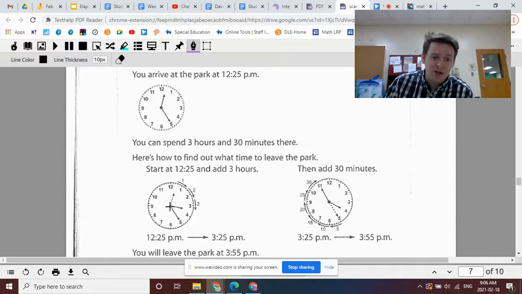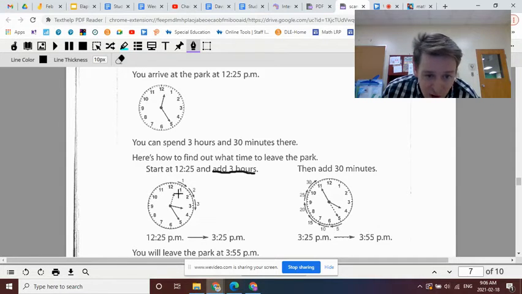So starting here, we're looking at 12:25 on a clock, and this dotted hour hand points to where it would be pointing at for 12:25. If we move that hour hand 3 hours, because we know we can stay for 3 hours and 30 minutes, we're going to move it once. Before it was pointed at the second tick. So if we move it a full hour, it would now be between the 1 and the 2, pointed at the second tick. That's 1, and then 2, and then 3. So we have our hour hand now in between the 3 and the 4 after 3 hours.